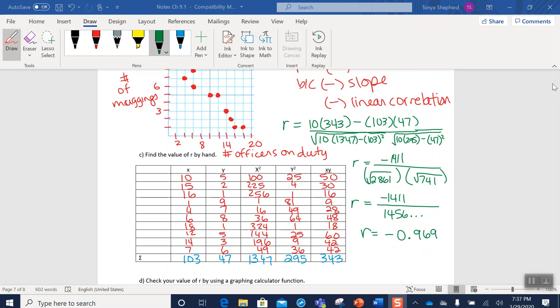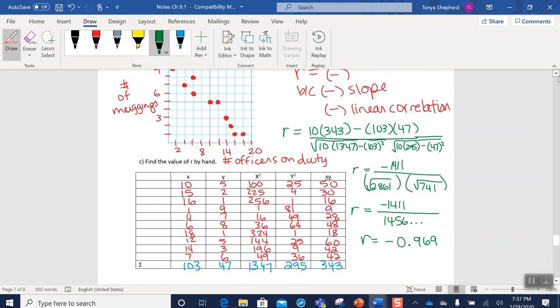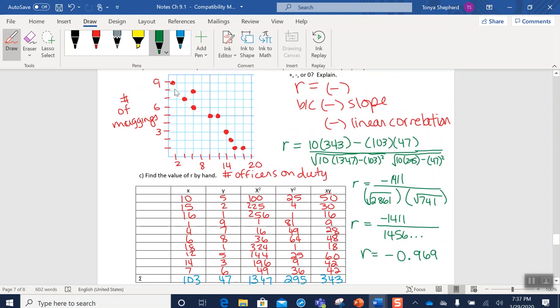So let's take a look at our graph. Okay, let's see. Does that work? Did we have a negative correlation? Yes. Was it a fairly strong line? If we drew a line down through here, we would collect most of the points, or they'd be very close to our line, which is why our r value is so close to -1.